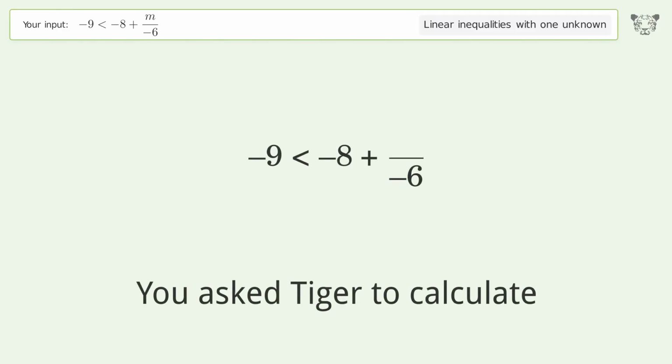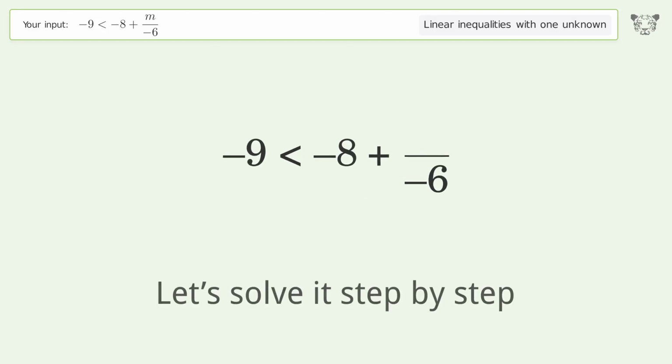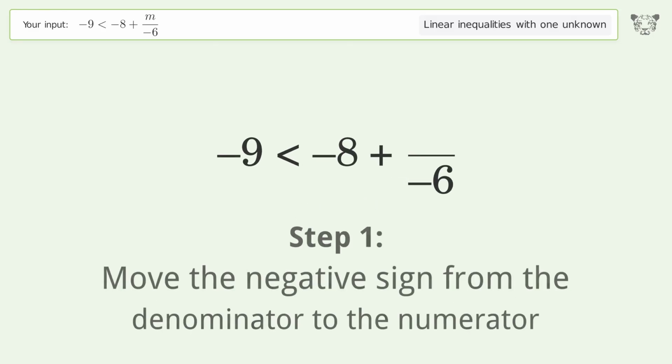You ask Tiger to calculate. This deals with linear inequalities with one unknown. The final result is m smaller than 6. Let's solve it step by step. Move the negative sign from the denominator to the numerator.